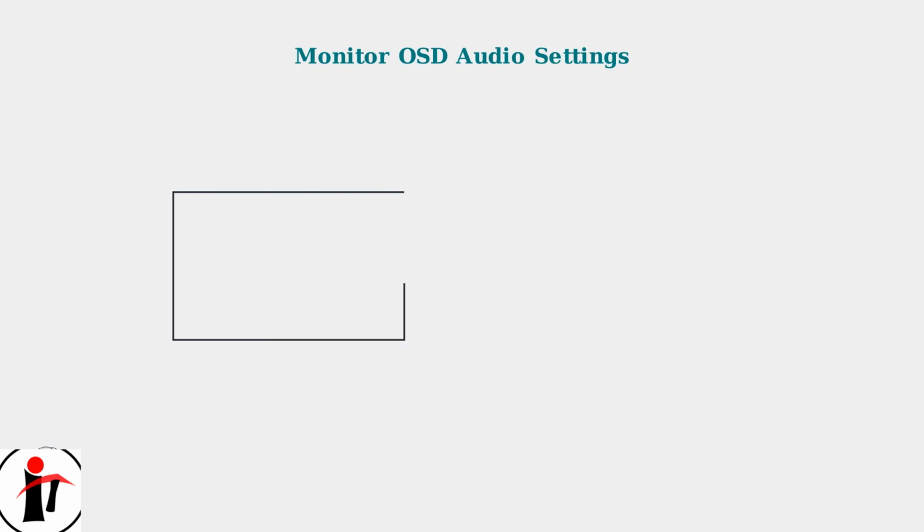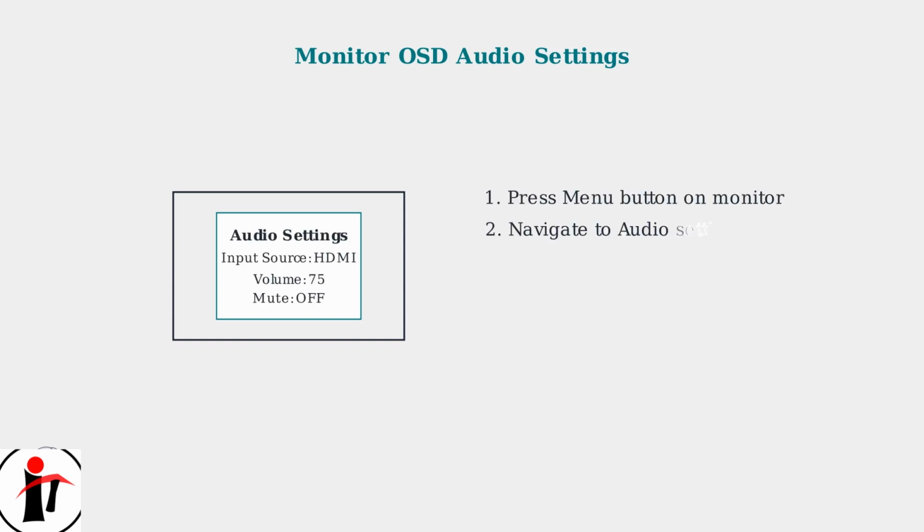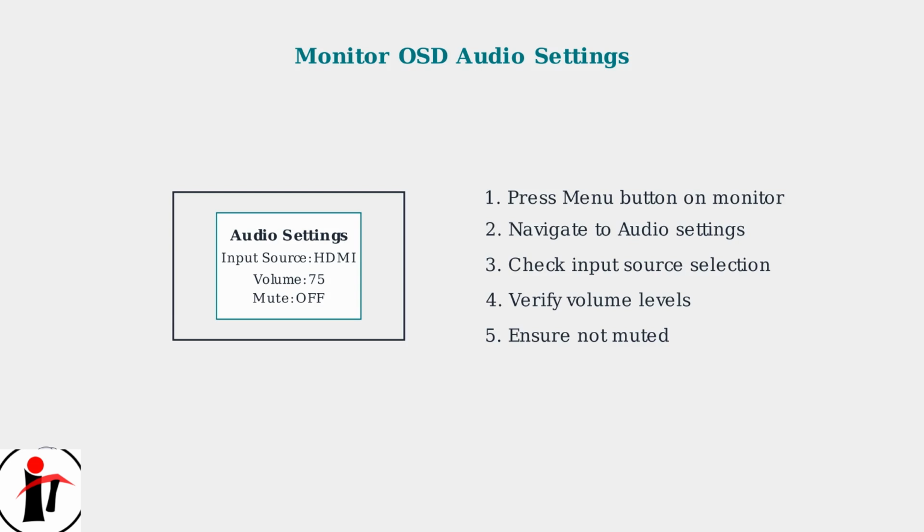Next, check your monitor's built-in settings menu. Many audio issues stem from incorrect internal audio configurations. Access your monitor's on-screen display menu and verify the audio input source matches your connection type. Also check that internal volume levels are adequate and the monitor isn't muted.